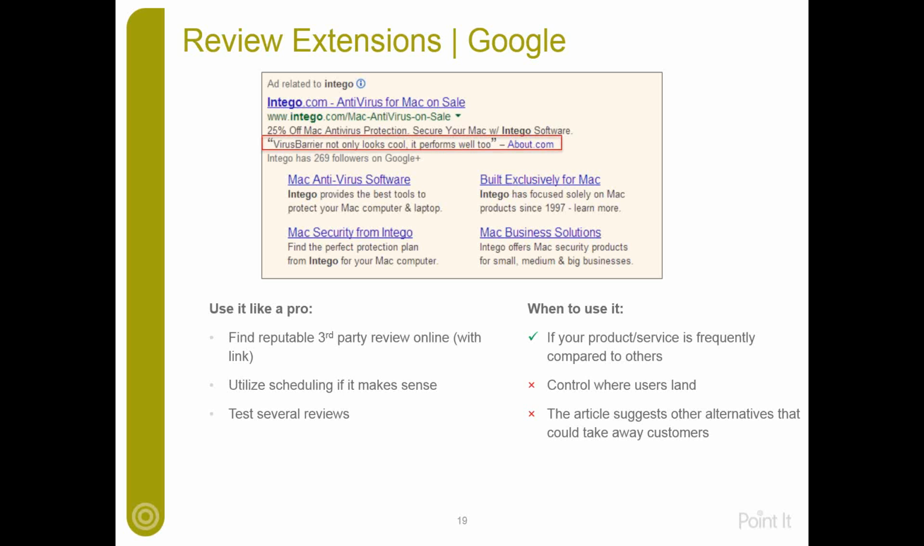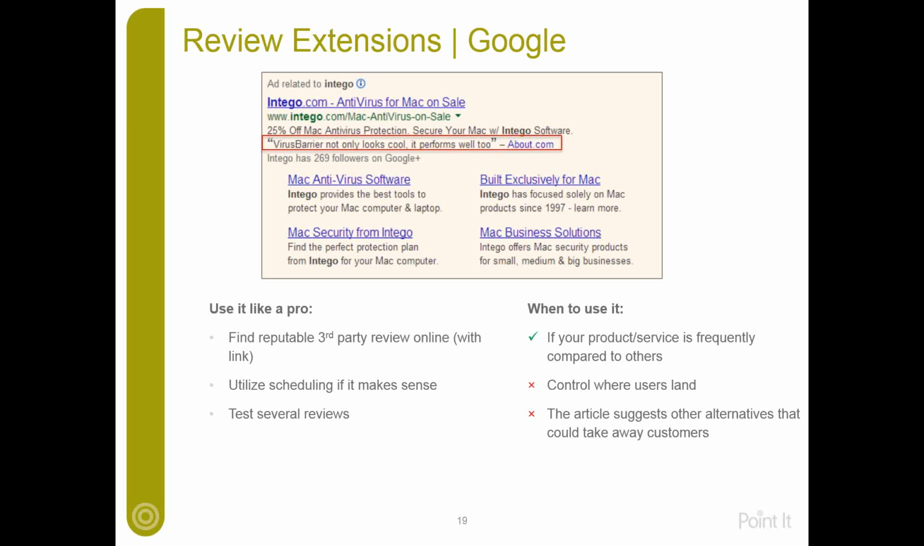In this screenshot, a direct quote from a review on About.com was used to highlight Inigo's antivirus software as a cool, effective solution for Mac protection. The direct link to the review must be provided and is included in the extension. Google reviews and approves each review extension that is added.